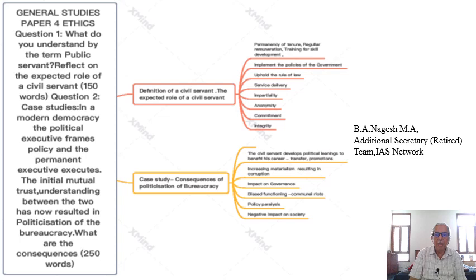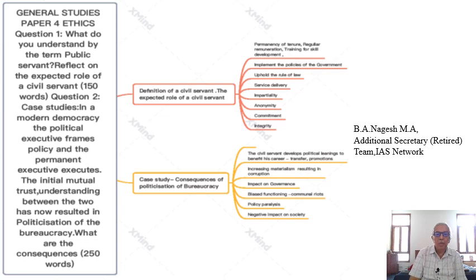Second, another thing that is happening is increasing materialism. The civil servant sees an easy way of making a fast buck if he colludes with the political executive. With the result, corruption increases, because the civil servant wants to make a fast buck before he leaves. So he will indulge in underhand dealings, and he will collude with the political element. This is the second consequence.